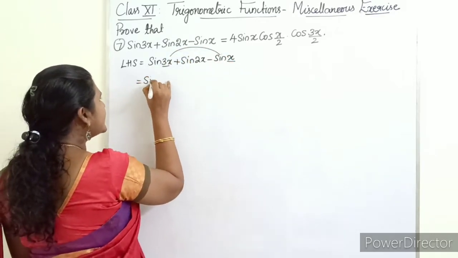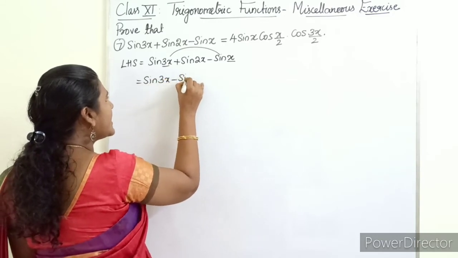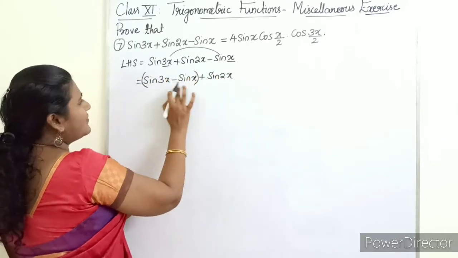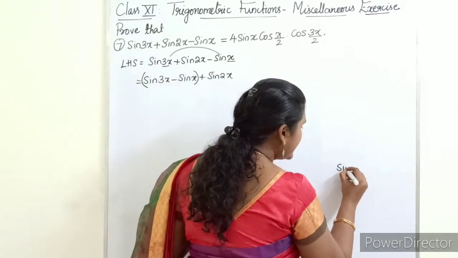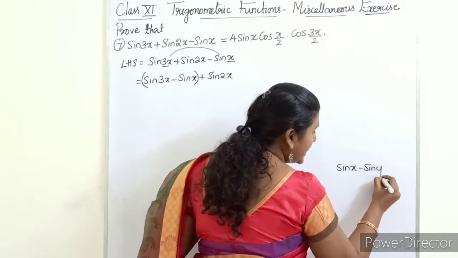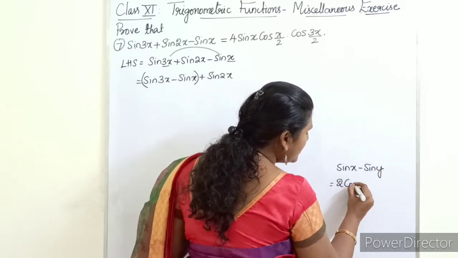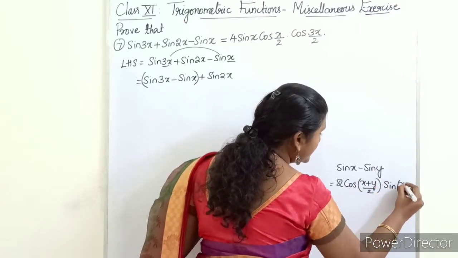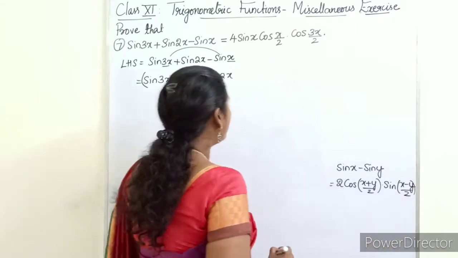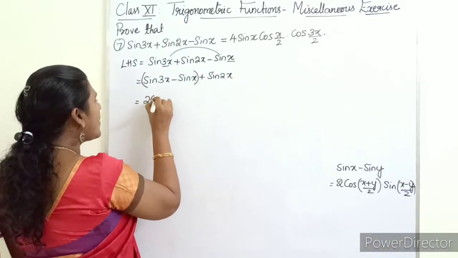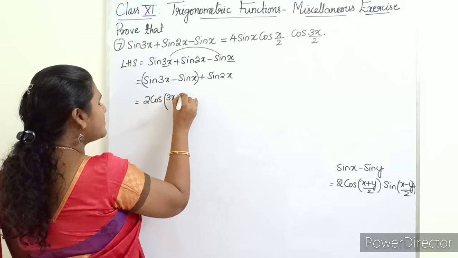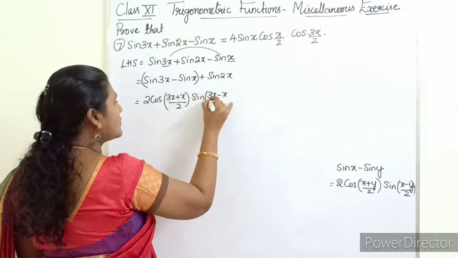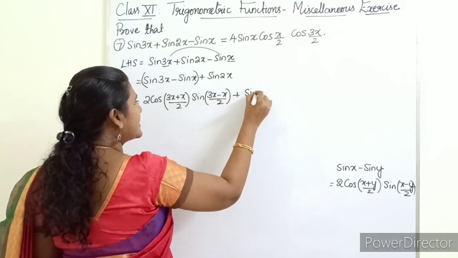Okay, so we can write sin 3x minus sin x plus sin 2x. Here for the first two terms, we will use the identity for sin x minus sin y. So what is sin x minus sin y? It is 2 cos (x plus y)/2 into sin (x minus y)/2. So this is the formula, and we will use it here. So 2 cos (3x plus x)/2 into sin (3x minus x)/2 plus sin 2x.